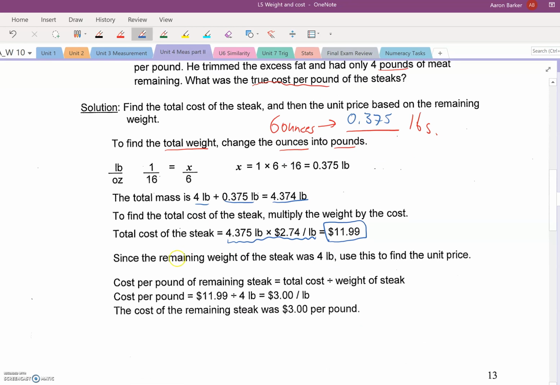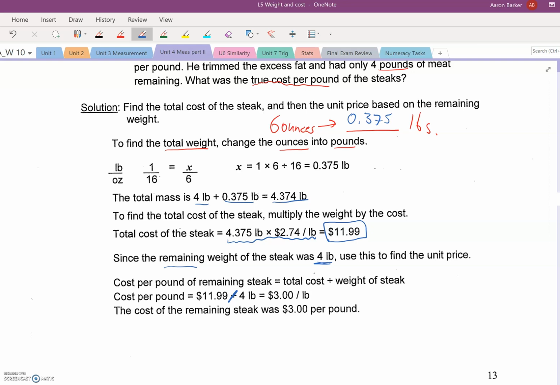So you trimmed off the fat, so the remaining weight, okay, 6 ounces was the fat, and there's 4 pounds now. So then you've got to find the true unit cost. So it'll be $11.99 divided by 4 pounds equals $3 per pound. So the true cost per pound was $3 per pound. And that's because you had to take away your fat that was trimmed off, because you're not going to be eating that, you're not going to be using that.